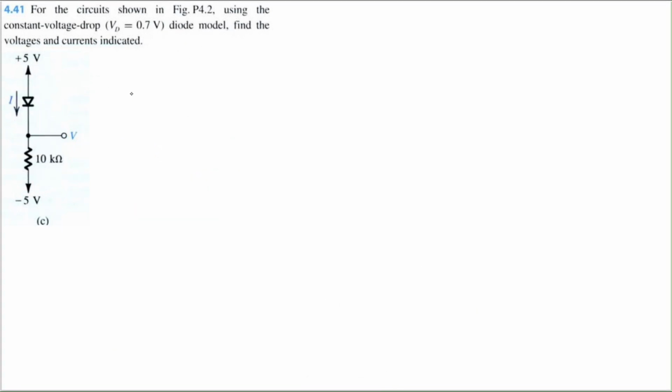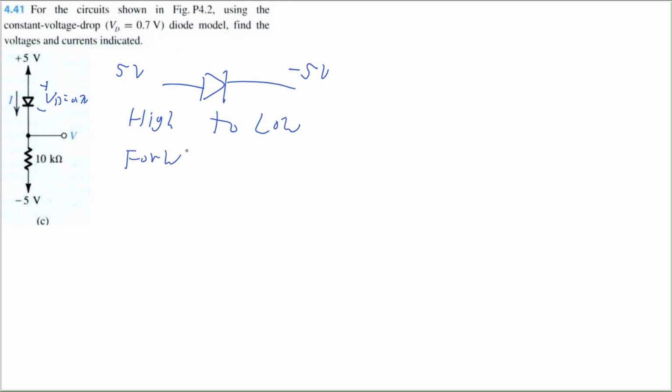Okay, let's solve circuit C. Same principle. Voltage drop should be 0.7 volts. Let's analyze the anode and cathode of this diode. The anode observes 5 volts and the cathode observes negative 5 volts. So this is going from high to low, 5 to negative 5. Therefore, this will be forward biased, so we will conduct some current through this diode. The voltage drop across the diode will be 0.7 volts.